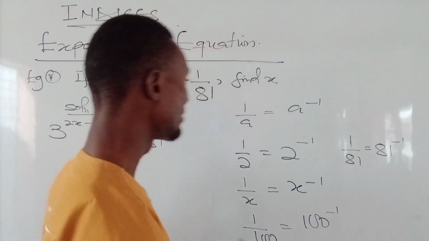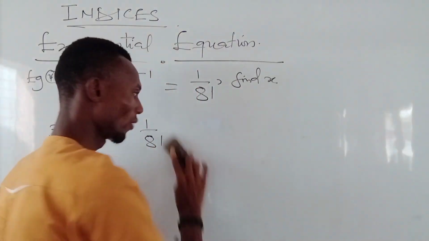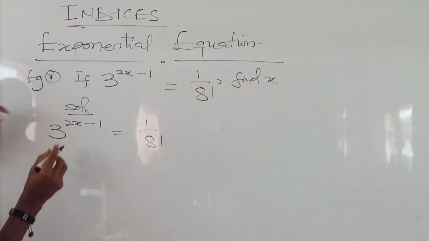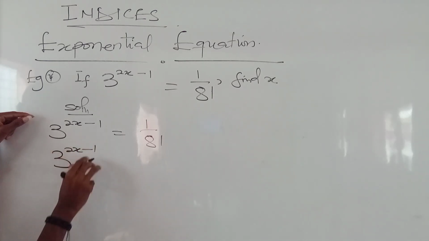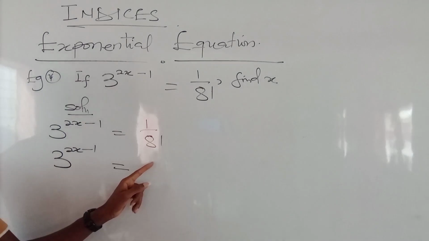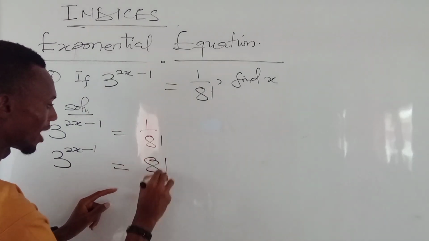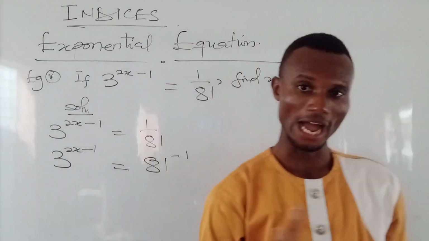Let me clean this from here and let's go ahead and solve the question I have on the board. I'll repeat my 3 to the power 2s minus 1, which is here, then equal to, then this 1 over 81, I can write it as 81 to the power negative 1. I hope you agree with me up to this point?